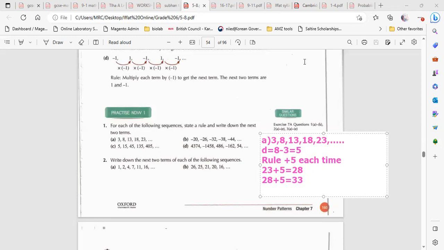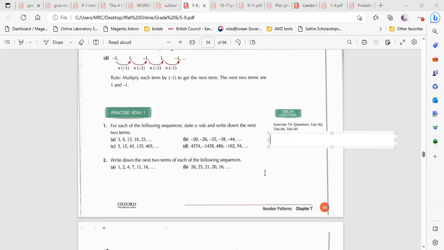Now we are doing part B. So I will write it here, part B. Here we have minus 20, minus 26, minus 32, minus 38, minus 44, and so on. So here we are writing first what we are getting here, the difference.